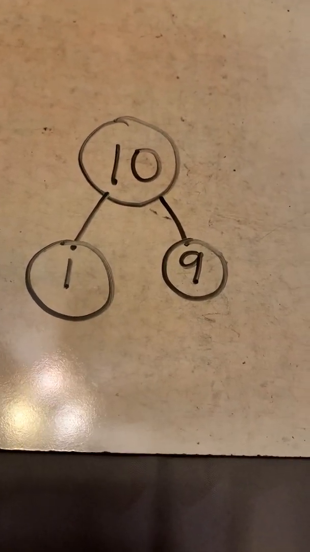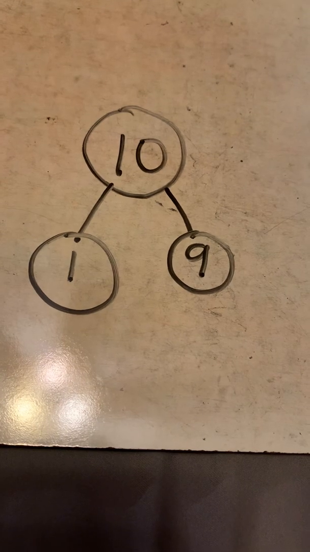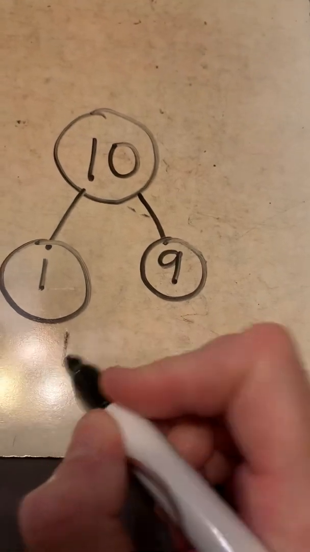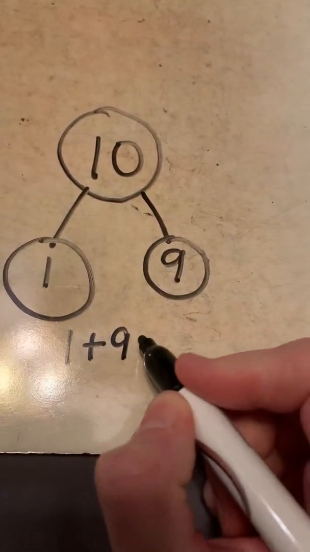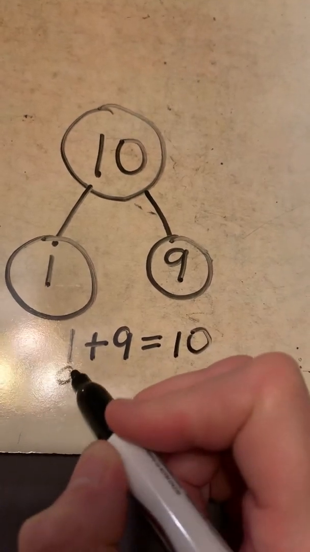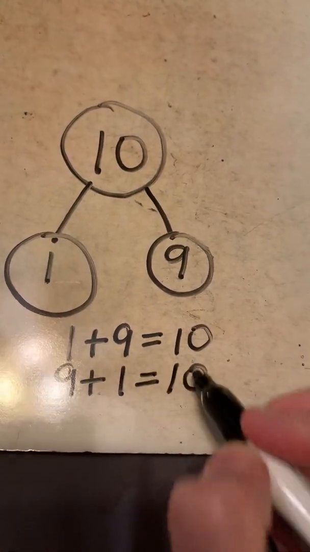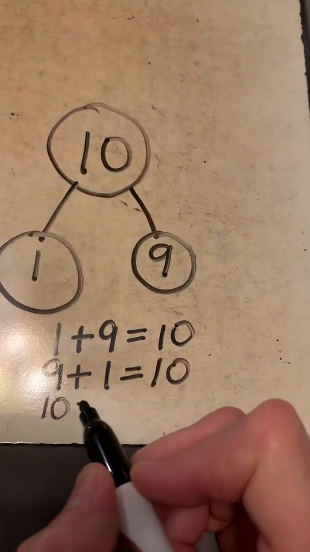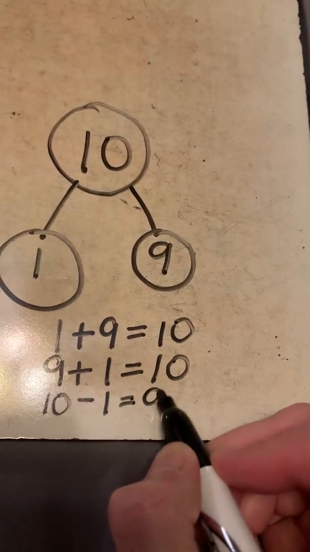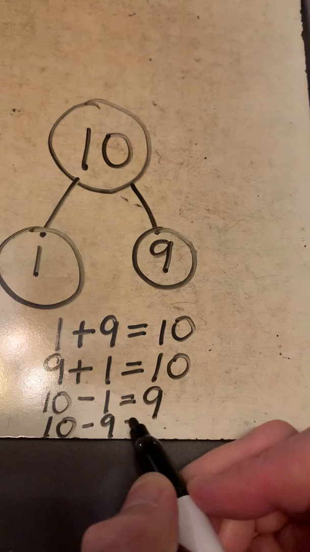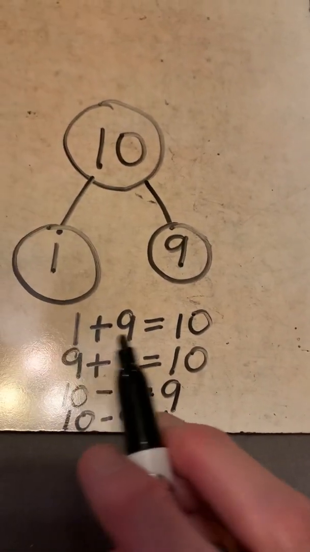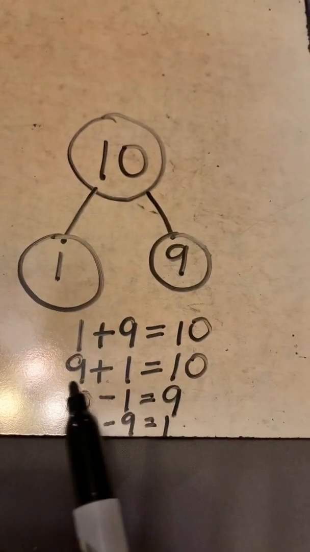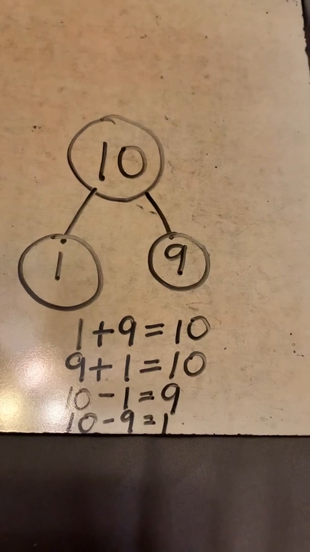Now a fact family is 2 addition facts and 2 subtraction facts with these 3 numbers. So it would be 1 plus 9 equals 10, and 9 plus 1 equals 10. Then we have to start with the biggest number to do subtraction so that we don't get a negative number. 10 minus 1 equals 9, and 10 minus 9 equals 1. So we have just come up with this fact family, and it has 1, 10, and 9. All of these facts have those same 3 numbers in them.